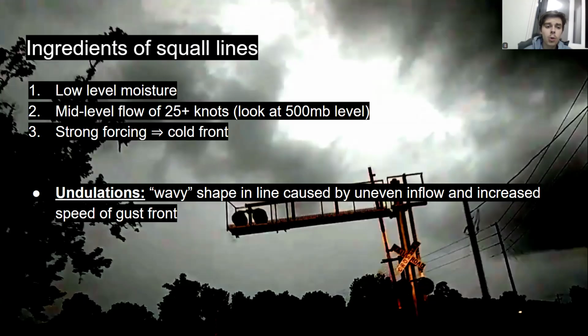What are the things that we need for squall lines? We need low-level moisture. We also need mid-level flow of 25 knots or more. You can look at the 500 millibar level of SPC to help you determine this. And you also need strong forcing, which will typically be the cold front. You can sometimes have what's called undulations in a squall line, which is kind of a wavy shape that's caused by uneven flow and increased speed of the gust front.